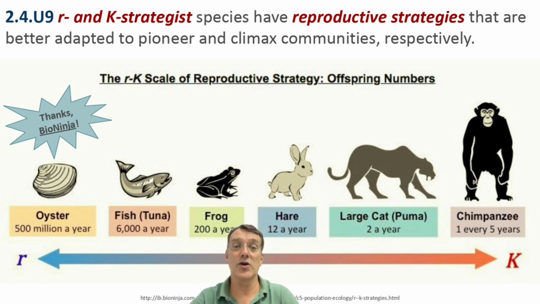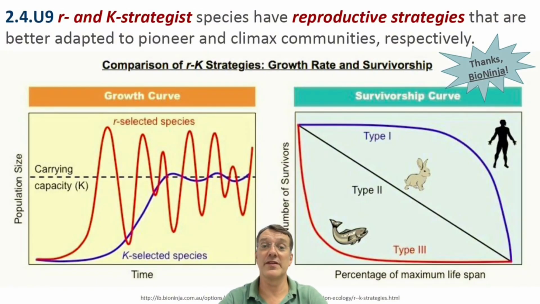On the extreme r-selected end, organisms like oysters produce millions of offspring annually. On the K-selected end, species like chimpanzees might produce just one offspring every 5 years. These strategies represent adaptations to different ecological niches. These graphs show different population dynamics of r and K selected species. R selected species show large population fluctuations. They often overshoot the carrying capacity and then experience a mass dieback. K selected species maintain more stable populations that hang out near the carrying capacity.